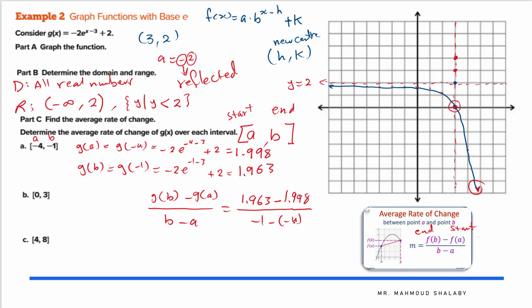So I will write it down, 1.963 minus 1.998 over 1 minus -4, it means a +4. Sorry, it's a -1. Yep, -1 plus 4. So the answer will be approximately equal, because it's a very long number, -0.0117, just a rounded value.